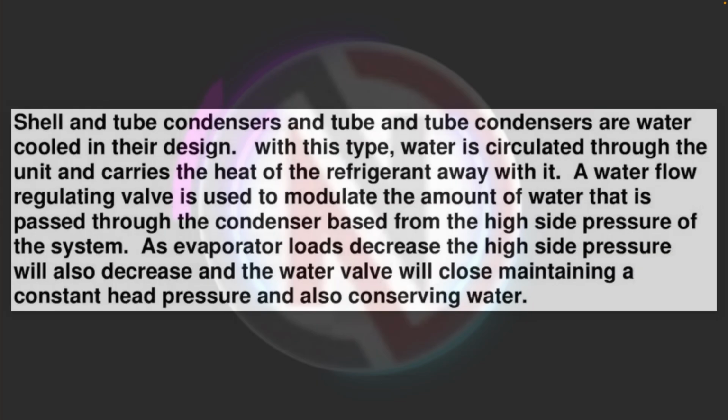Shell and tube condensers and tube and tube condensers are water-cooled in their design. With this type, water is circulated through the unit and carries the heat of the refrigerant away with it. A water flow regulating valve is used to modulate the amount of water that is passed through the condenser based on the high side pressure of the system. As evaporator loads decrease, the high side pressure will also decrease, and the water valve will close, maintaining a constant head pressure and also conserving water.